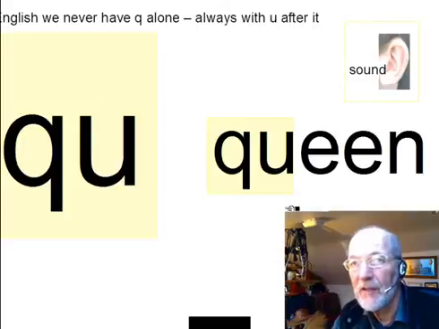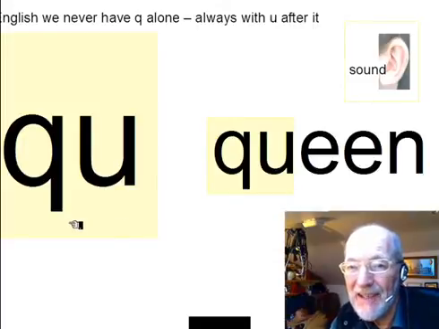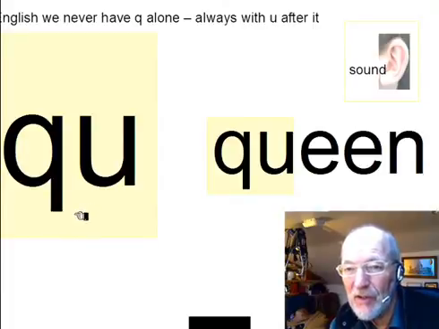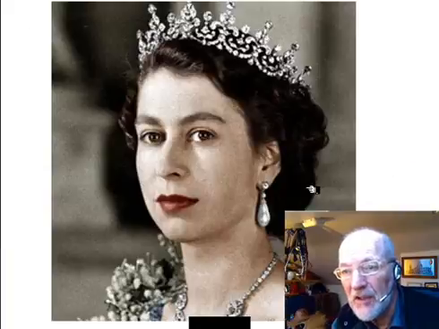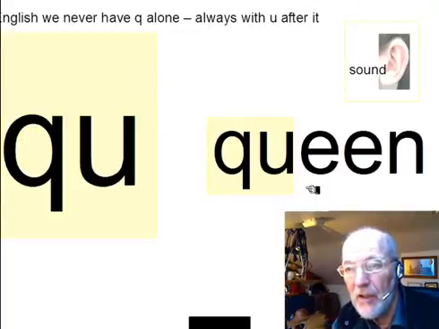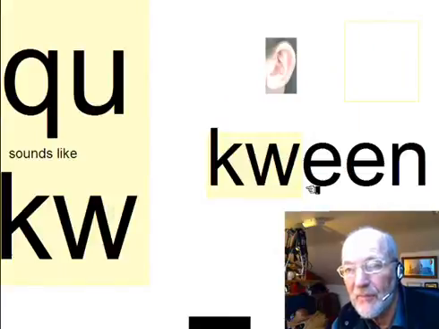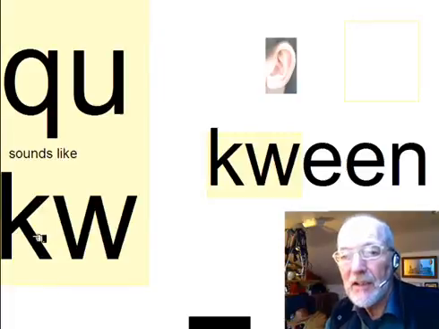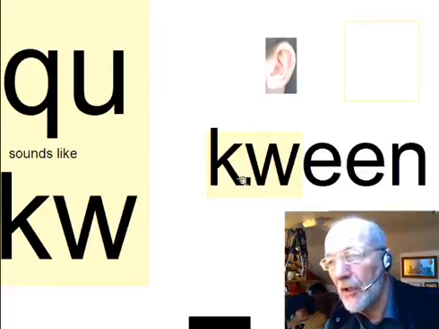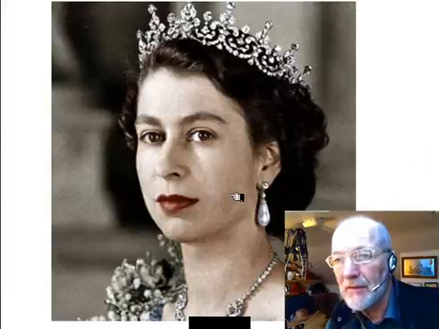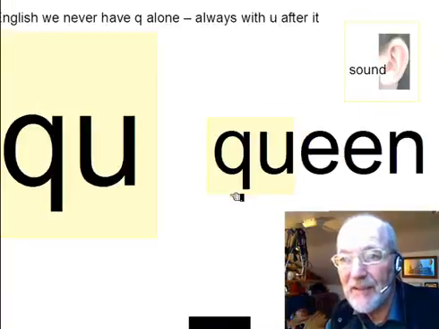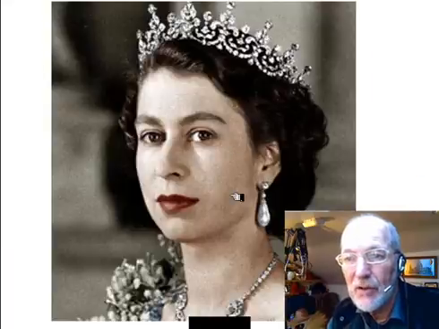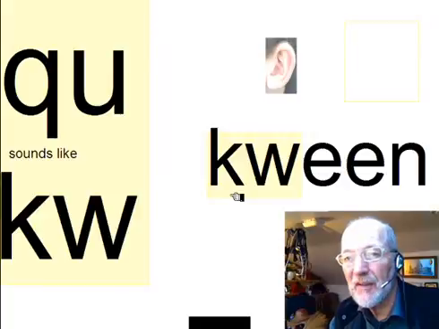Queen. In English, we never have the qu on its own. We always put a u next to it, but it pronounces qu. Queen. Qu sounds like kw, queen. But of course we write it like that. Sounds like queen.